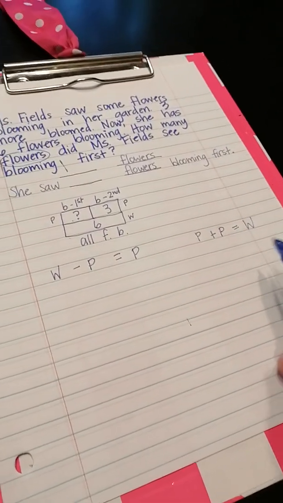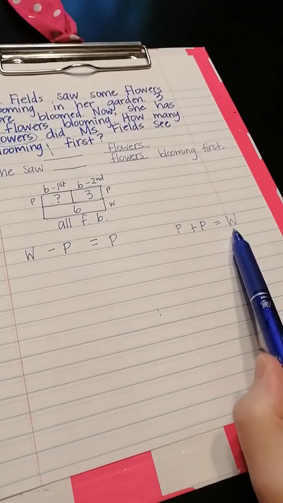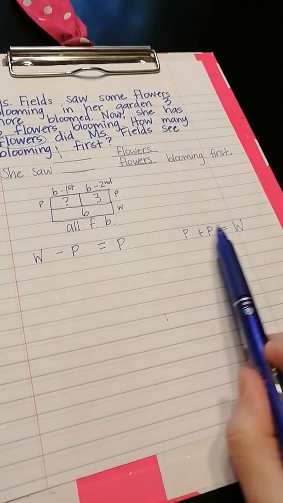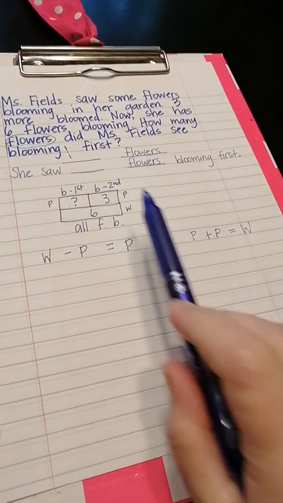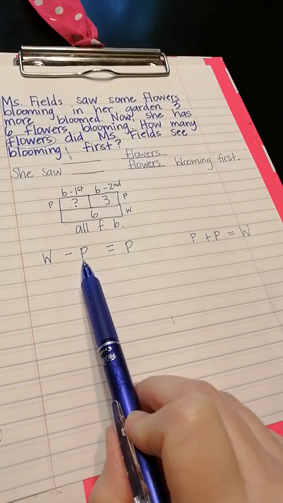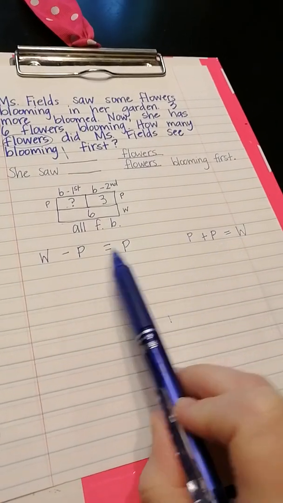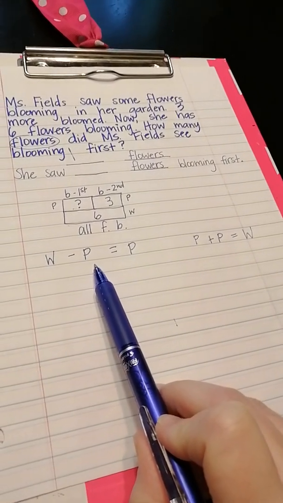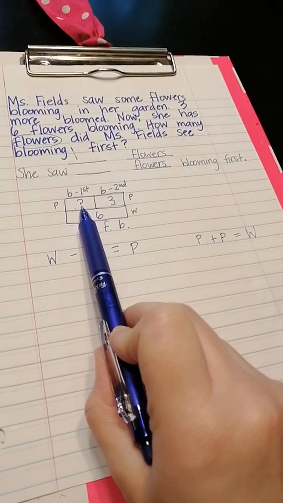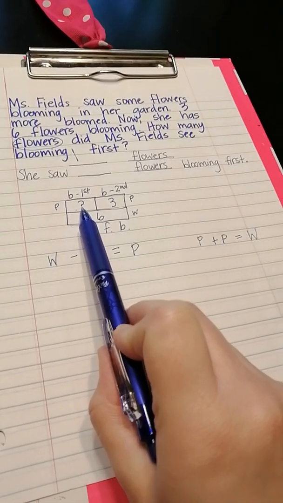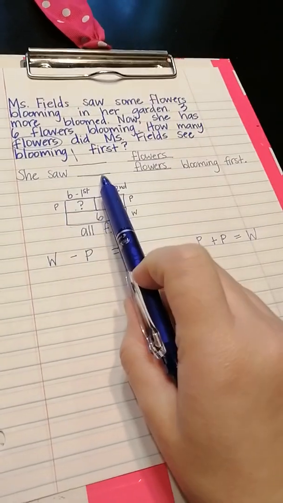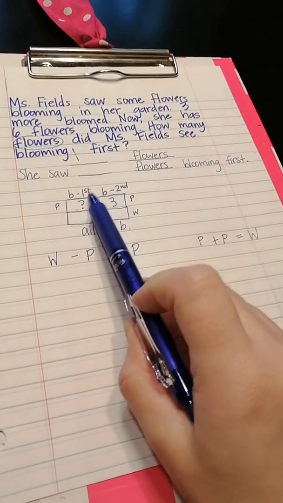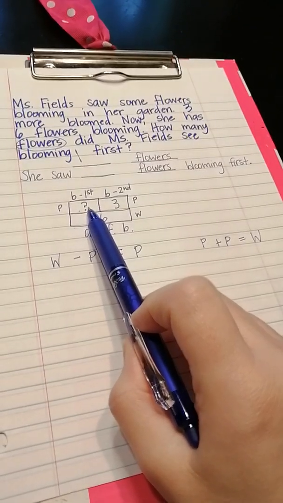So either way that it makes sense to you, you can do either one. I think I'm going to do this one, okay? I can set up both equations because they both will give me what I'm looking for. Well, what am I looking for? That she saw flowers blooming first. I'm looking for what bloomed first.